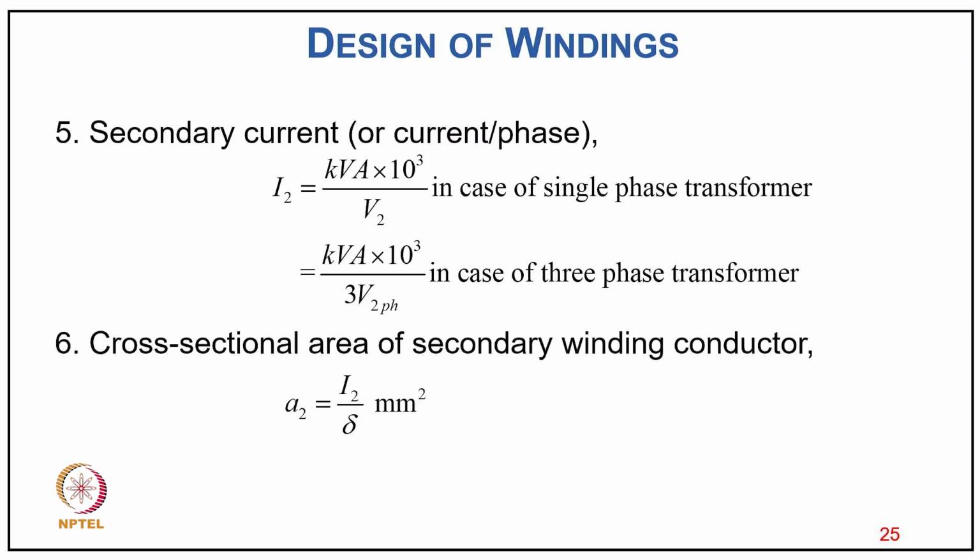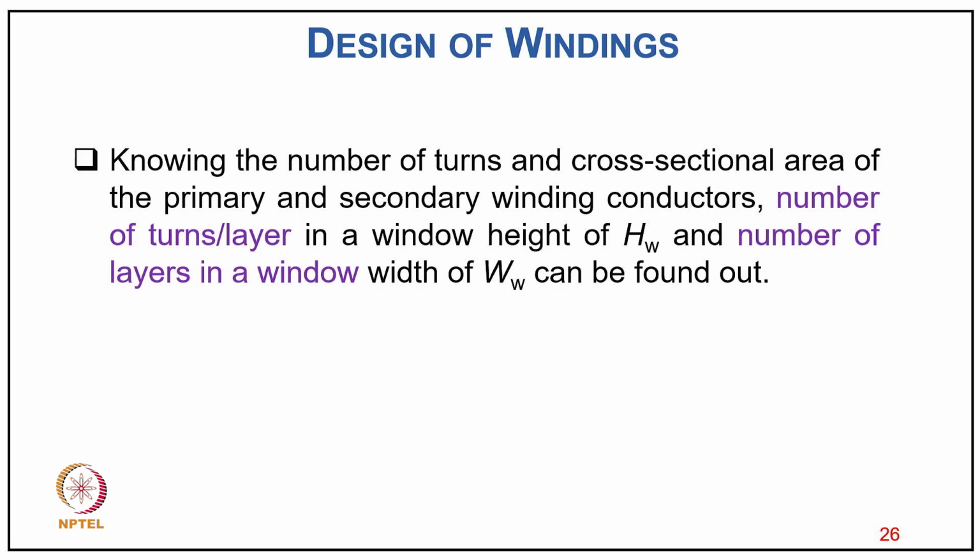Similarly, we can find out the secondary winding current, I2 equal to kVA into 10 power 3 divided by V2 in the case of a single phase transformer, and equal to kVA into 10 power 3 by 3 V2 phase in the case of a three phase transformer. And step 6 is the cross section area of the secondary winding conductor, that is A2 equal to I2 upon sigma in millimeter square.